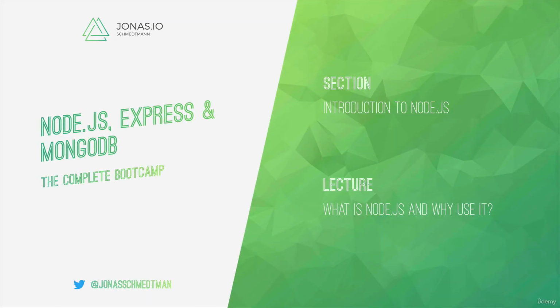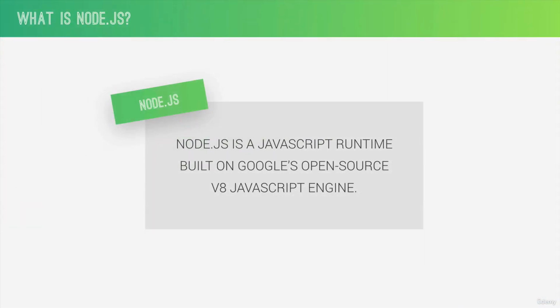Now, before diving into some Node.js code, let's do a high-level overview of what Node.js actually is, what we use it for, and why we use Node instead of other technologies. So, the official definition is that Node.js is a JavaScript runtime built on Google's open source V8 JavaScript engine. Now, what does that actually mean?